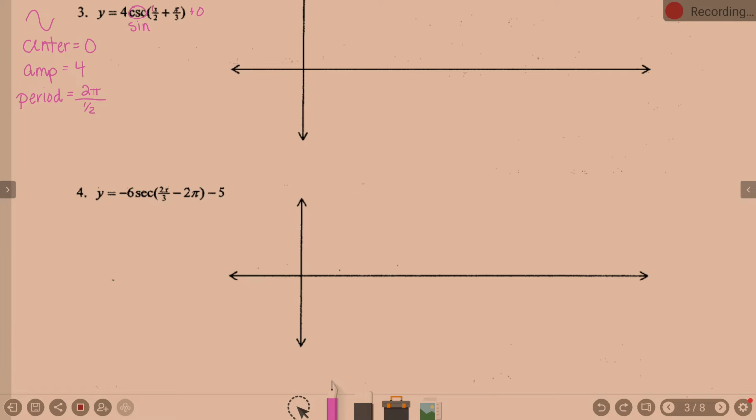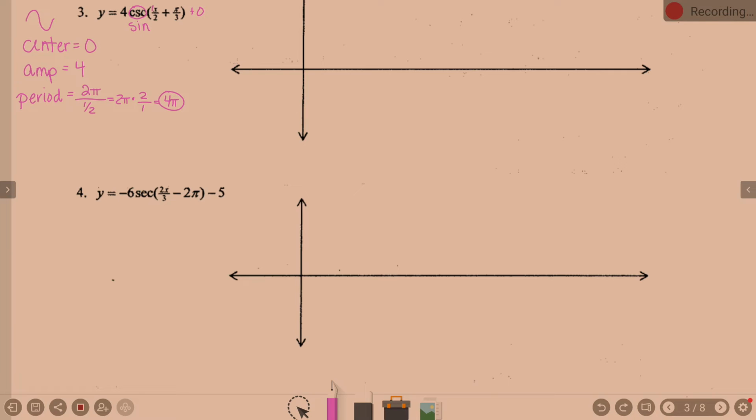So yes, because now I'm going to do a keep change flip, if you will. 2 pi divided by 1/2 is multiplying by 2 over 1. 2 pi times 2 over 1 is 4 pi. So we went from the last problem where it's a very small period to this problem where it's a big period. Oh my gosh.